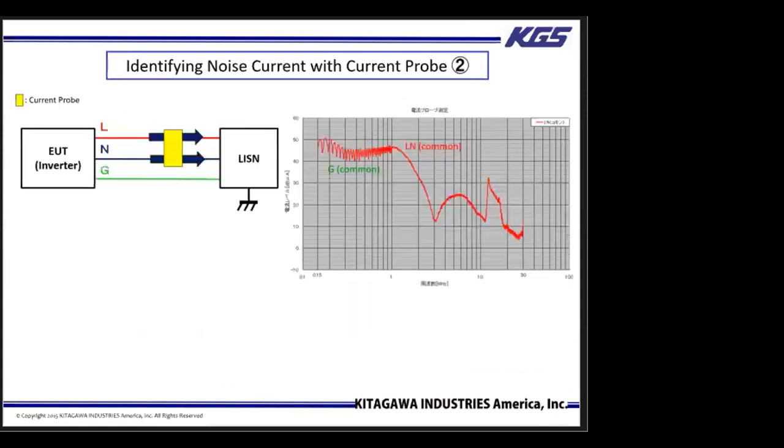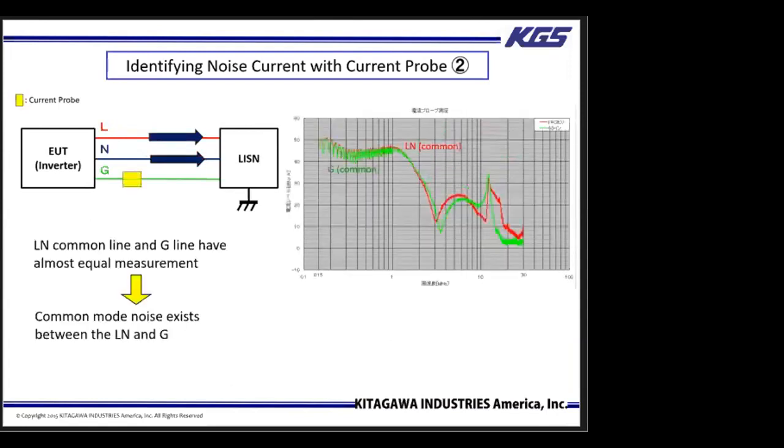Now we're going to compare the noise on the L and N lines to the ground line. When placing a probe on the ground line, we see similar measurements as the LN. From this, we can infer that the noise is taking its return route via the ground to the EUT for common mode number 1.